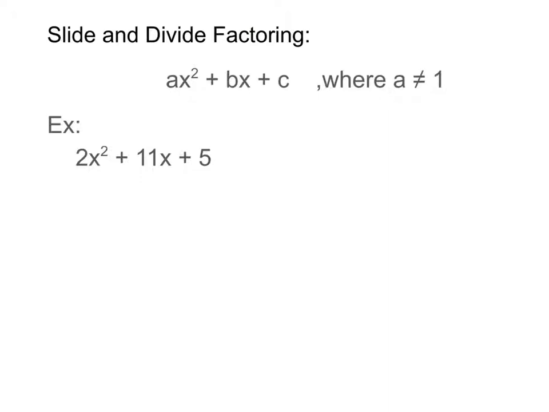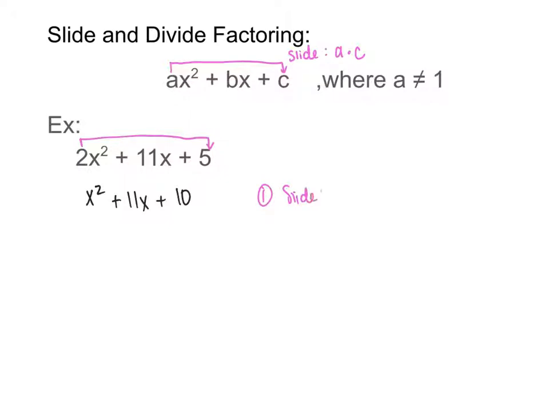So basically, you want to slide your a over to c. And what I mean by slide is you multiply your a times your c. So the first step here, if I move this to the 5, I drop down the x squared, so the 2 goes away because it's been slid over to 5. 11x drops down like normal. 2 times 5 gives me 10. So the first step is to slide by multiplying the a with the c, the last number with the first number.